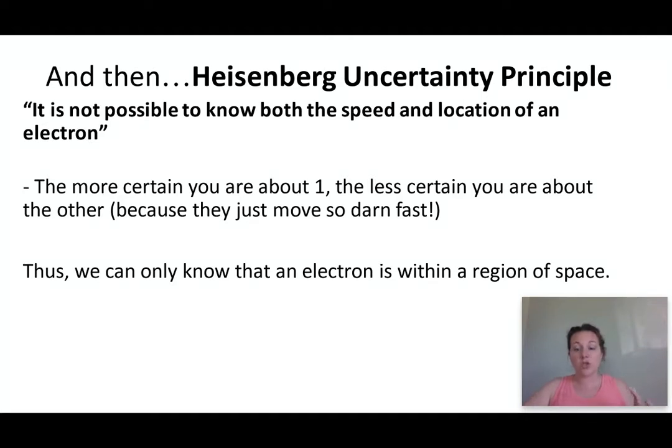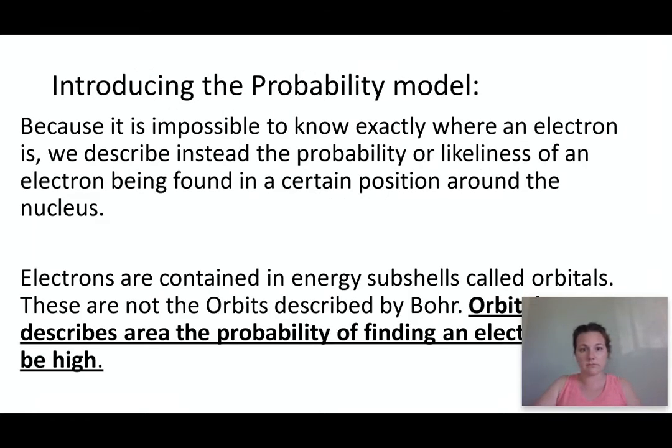So what we can do is only know that an electron is within a region of space. We know that it's in a specific area. But we can't know its specific exact location and its exact speed at any given point, because once you calculate one, the electron has moved so quickly you can't possibly figure out the other one. So this is what results in the probability model.